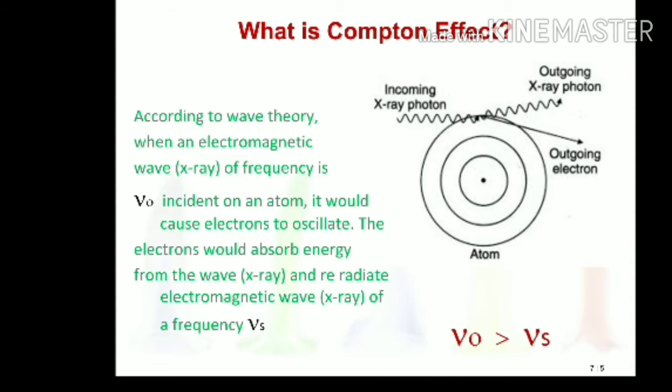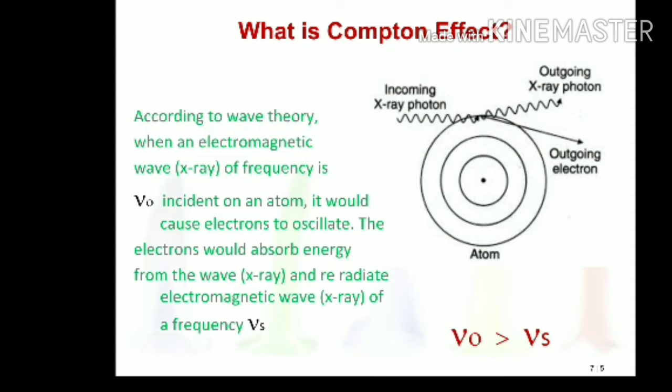In that figure, the electrons are revolving around the nucleus in an atom. The incoming X-ray which falls on the revolving electrons gives them energy, and they oscillate and re-radiate, and the remaining X-ray gets scattered with decreased energy.